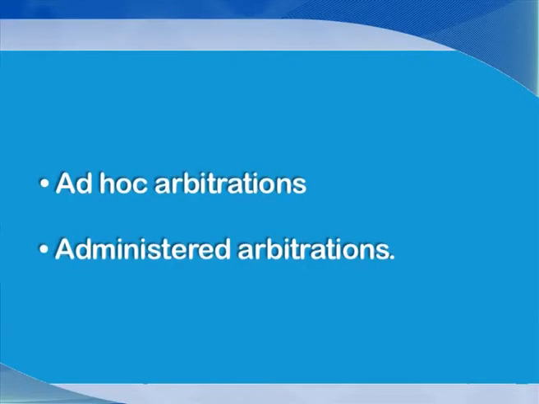Arbitrations are usually divided into two types: 1. Ad hoc arbitration, and 2. Administered arbitration. In ad hoc arbitrations, the arbitral tribunals are appointed by the parties or by an appointing authority chosen by the parties. After the tribunal has been formed, the appointing authority will normally have no other role, and the arbitration will be managed by the tribunal.